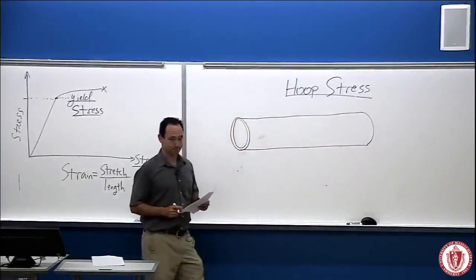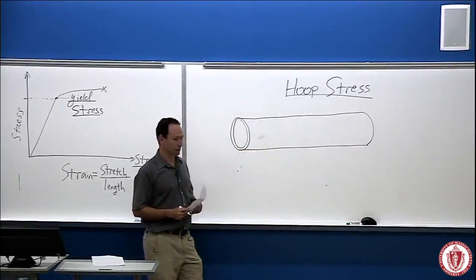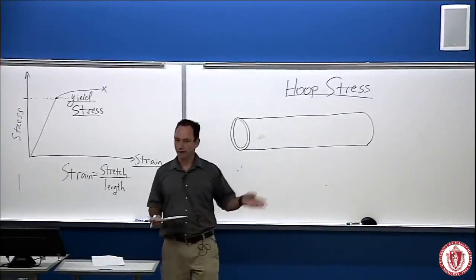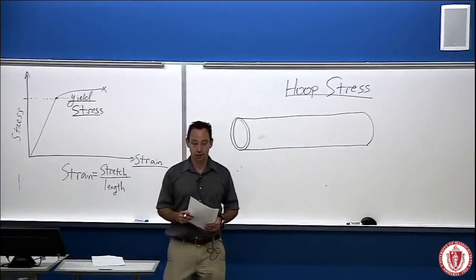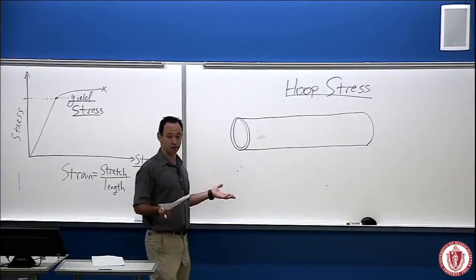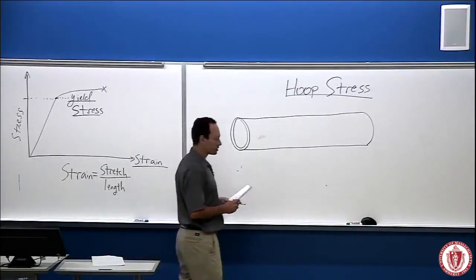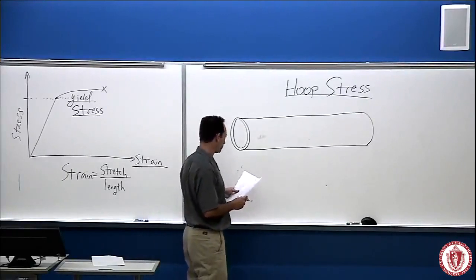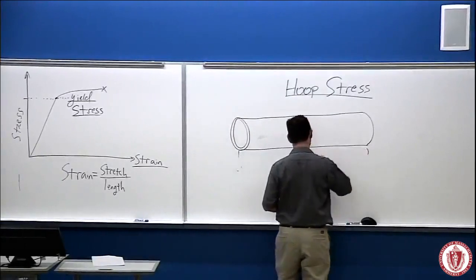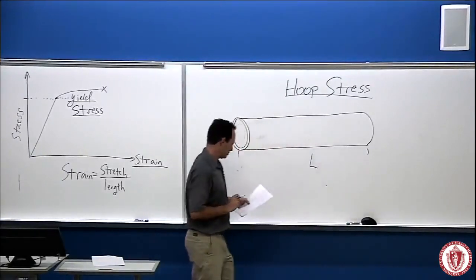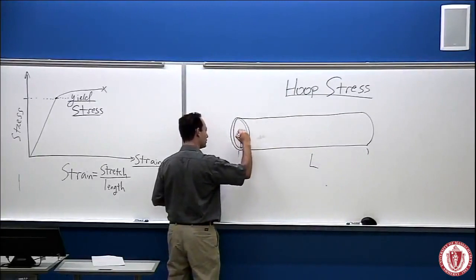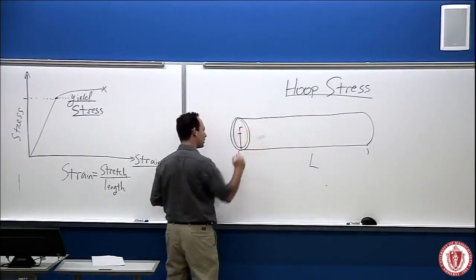So here's our pipe. And in your energy extraction device, you may have some pressurized tubing or pipes, and this should be something that you want to analyze. Will it break? Can it sustain the pressures that you'll be subjecting it to? So our pipe has some length, let's call it L. It's got a radius, and we'll call that R.